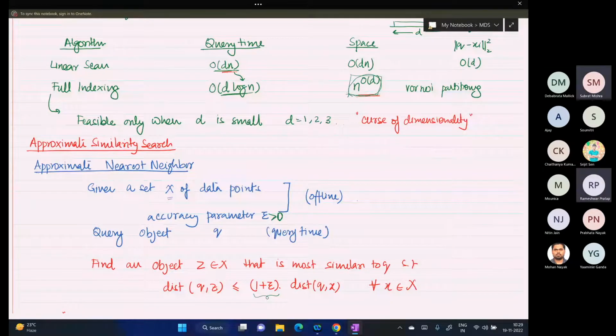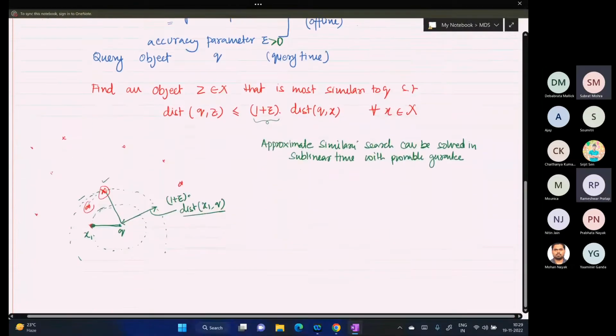Right. So we'll see that in the running time there are parameters, and we can carefully choose the value of the parameter, and we can get a trade-off between query time and space. Right? Okay.